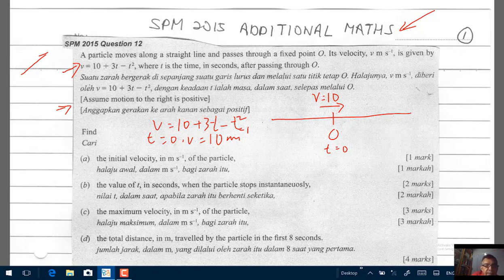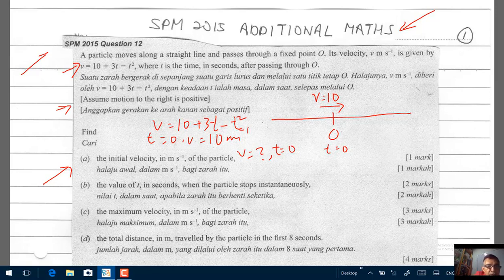Okay, in part A, we are asked to find the initial velocity of the particle. We've already done it here. Initial velocity means what? What is v when t is 0? We've done that already here, 10 meters per second.